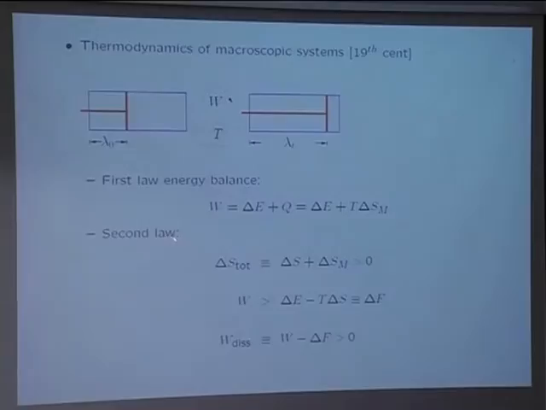And then there's the second law, which tells you that the entropy of the universe cannot decrease in any process, and the entropy change of the universe is the entropy change of the system and the entropy change in the medium. Now, if you combine these two relations, you find that the work you have to spend in this transformation is at least as big as the free energy difference corresponding to the final state at this position and the initial state at this position. And sometimes it's useful to call the excess work the dissipated work, which cannot be negative.